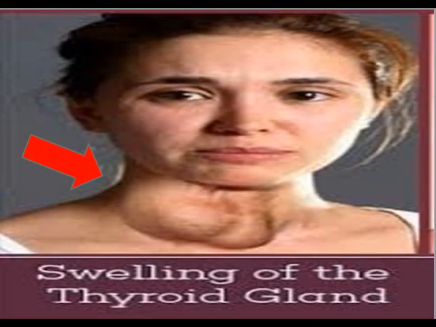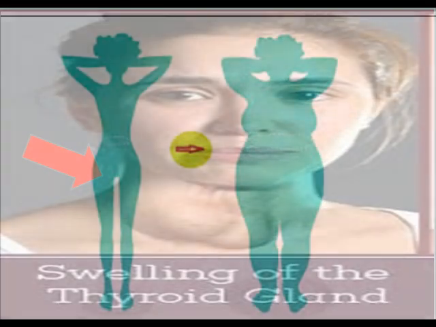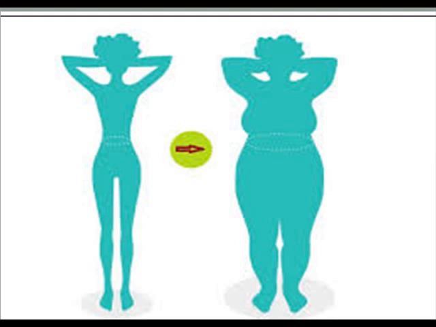Deficiency of T3 and T4 leads to excessive stimulation of TSH on the thyroid gland, causing goiter, which can be seen here. A patient of hypothyroidism presents with sudden weight gain, primarily due to decreased metabolic rate, which leads to impaired digestion and fat accumulation, causing weight gain.